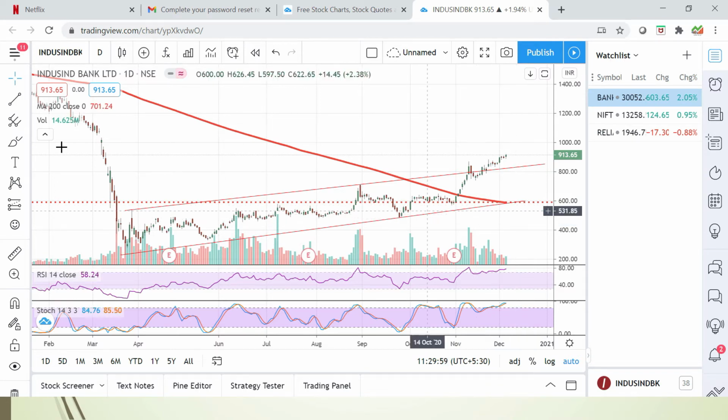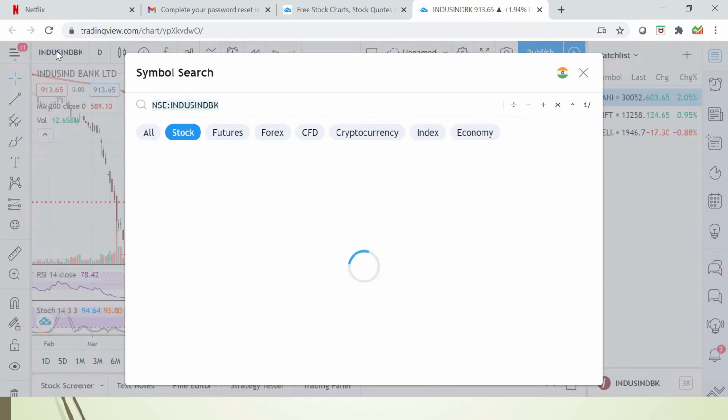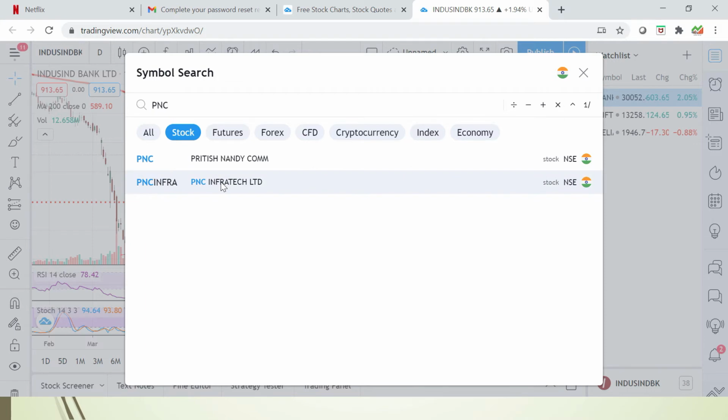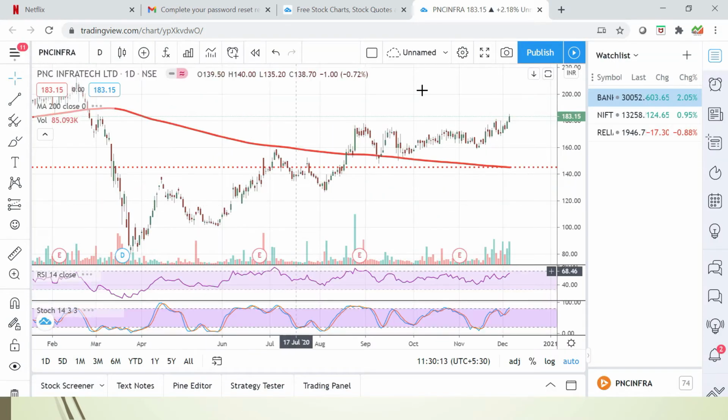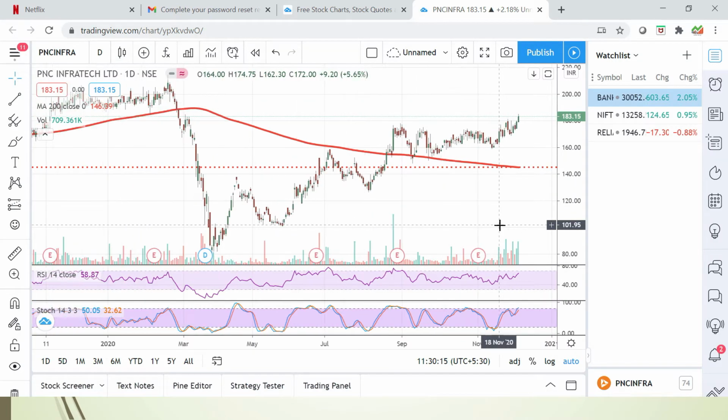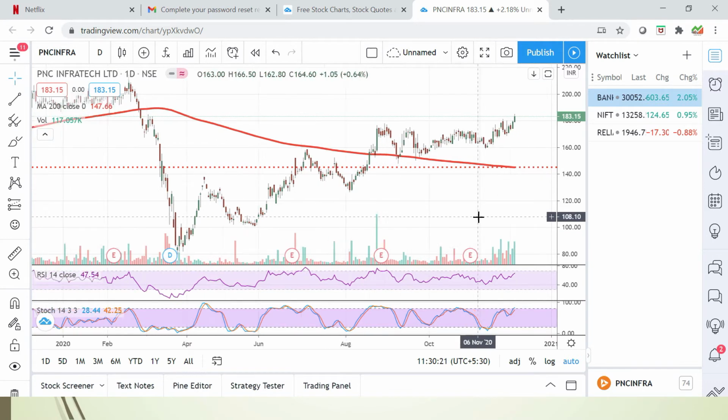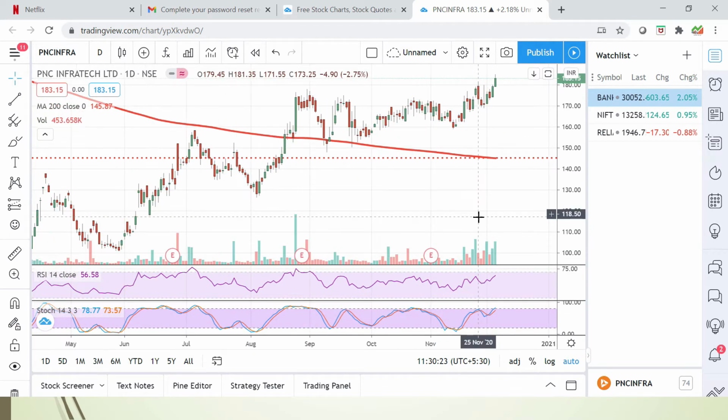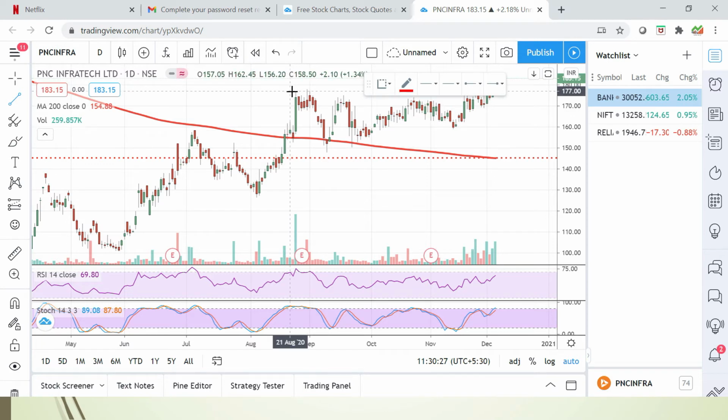Let's move to the other stock. We have PNC Infra. What do we have in PNC Infra? Let's see the daily chart, trading well above the 200 DMA. What do you see? Let's try to draw some trend lines and see what we can do.